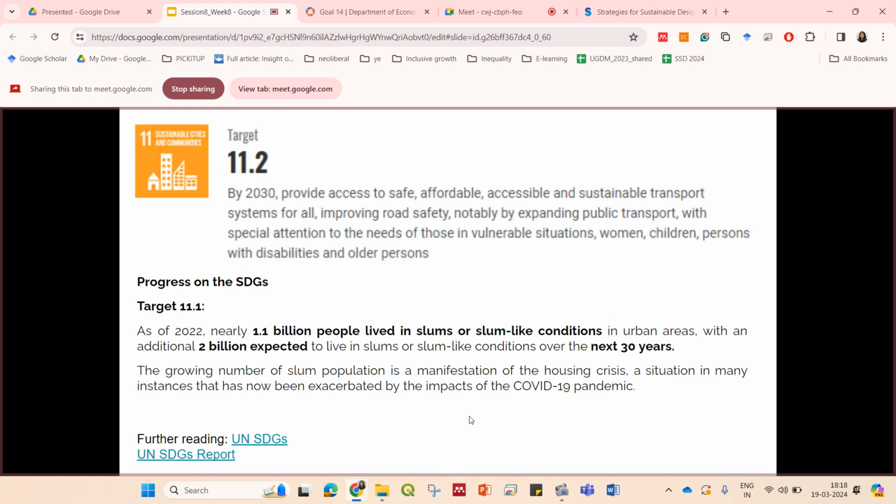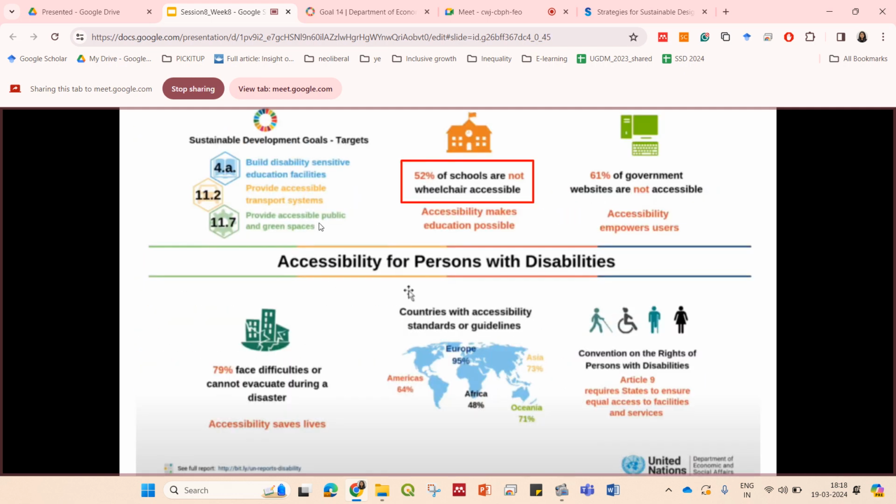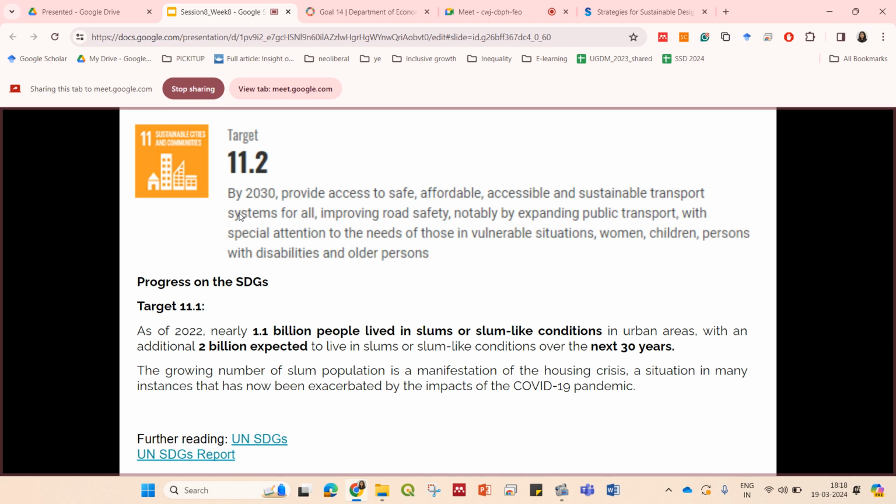Again, another target associated with accessibility is target 11.2. This target is that by 2030 we need to provide access to safe, affordable, accessible and sustainable transport systems for all, improving road safety, notably by expanding public transport with special attention to the needs of vulnerable populations, like women, children, people with disabilities, and older people. So again, you can get metrics on progress of target 11.2 as well.